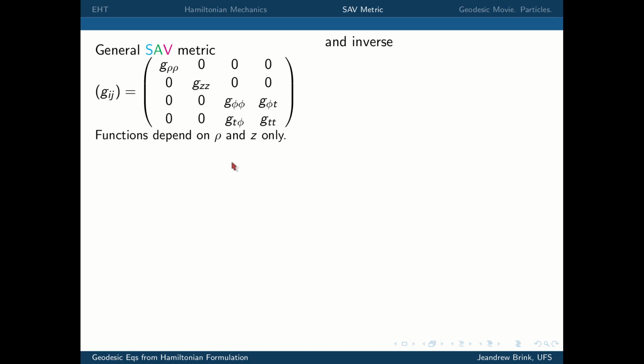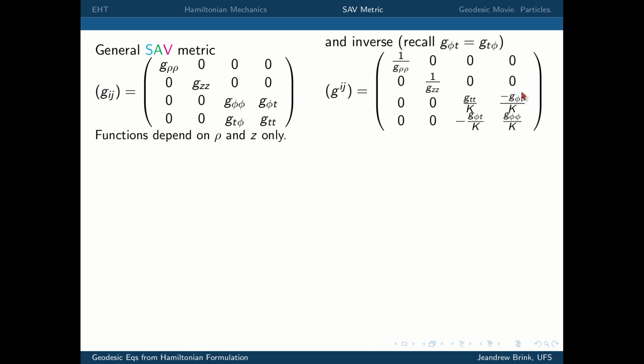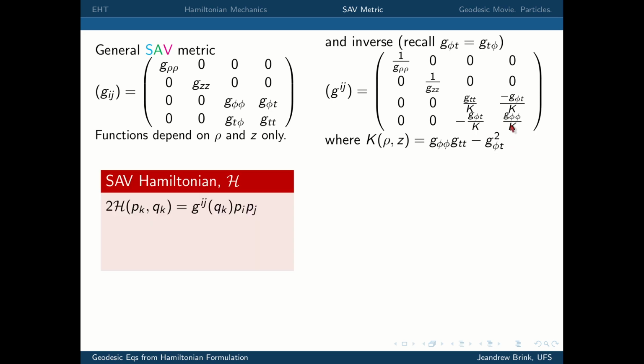Okay, so now to construct the Hamiltonian, we have to take the inverse of this metric. This is it written out: 1 over g rho rho, 1 over g z z, and this full matrix over here, where k is simply the determinant of this matrix. So I can simply take a 2 by 2 inverse of this matrix to get the upper G^{ij} components over there. So that's now all we need.